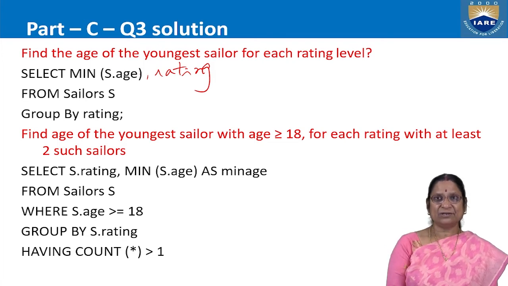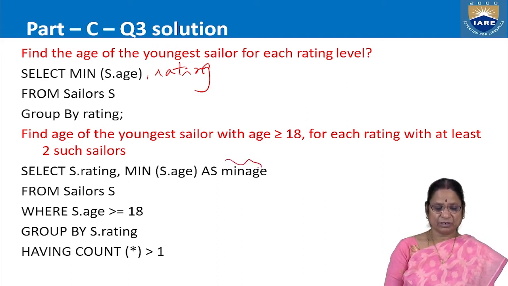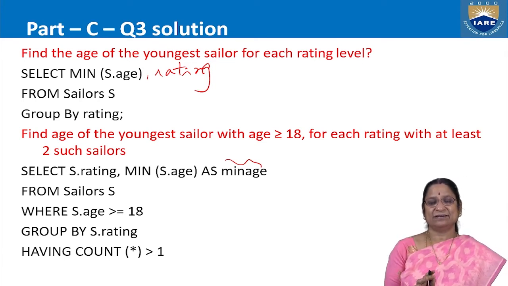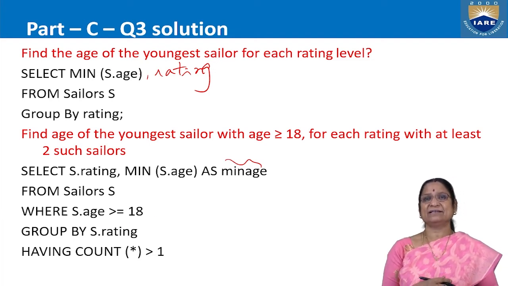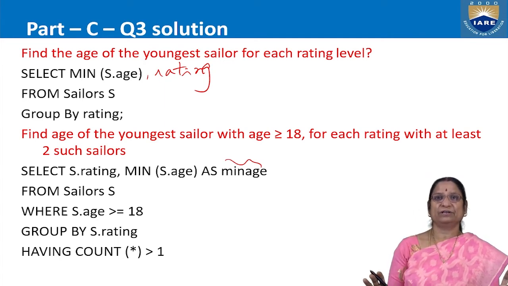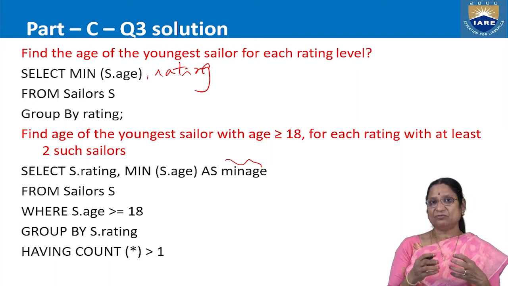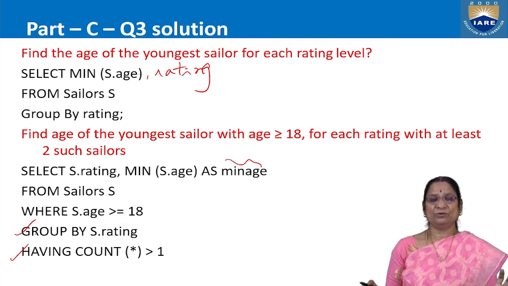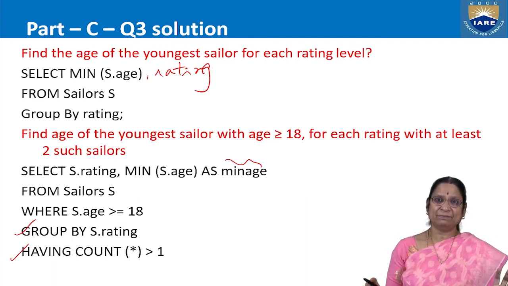So, as I explained earlier, I am displaying rating as well as the minimum age. We are renaming it as min age from Sailors, where, what is the first constraint? Age must be considered. So, S.age is greater than or equal to 18. It was filtered. Only the group of sailors who are eligible to vote will be considered. Again, in that filtered group, group by S.rating. We are grouping rating wise because we are supposed to get the minimum age, so that's why we are grouping them rating level wise.